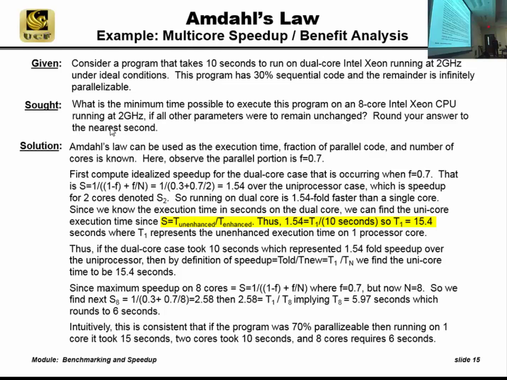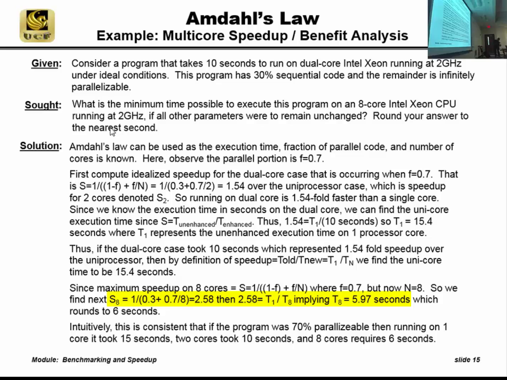Everybody okay to hear? Then what? We know it's 15.4 seconds on 1 core. I've given you the fraction is 30%. That's enhanced. I've given you 8 cores. What do you think? Amdahl's law: 1 over 1 minus f plus f over n. All right. What's f? We know n.